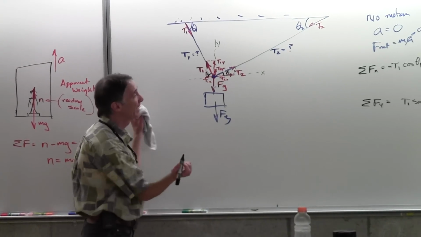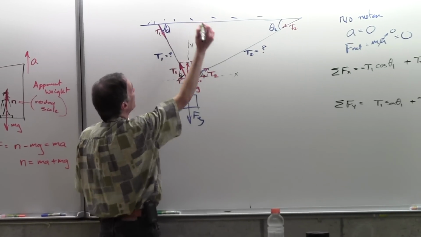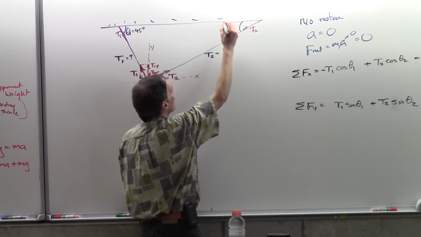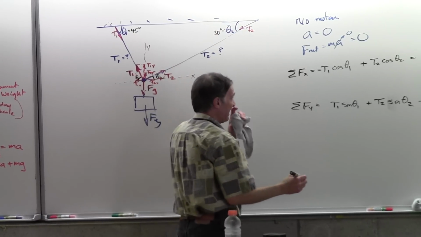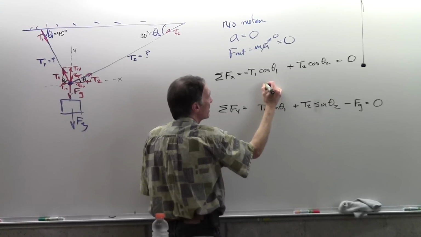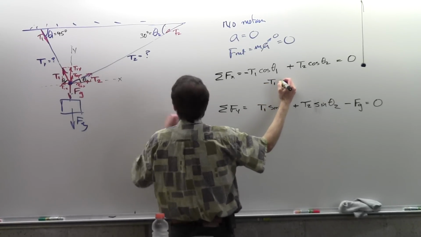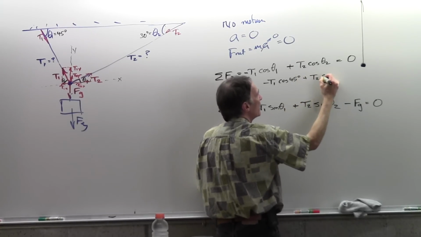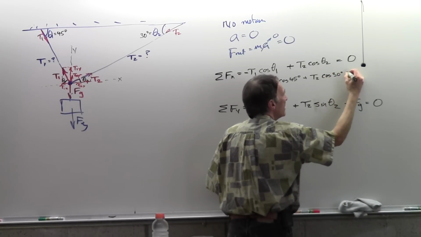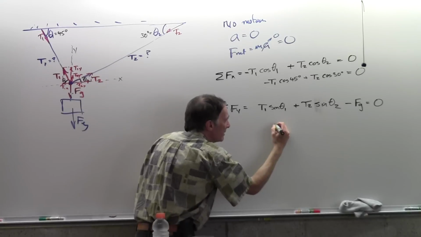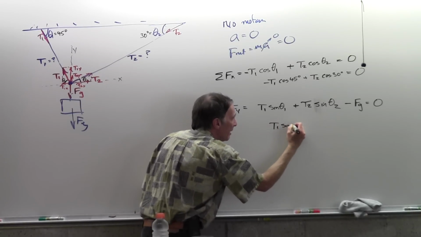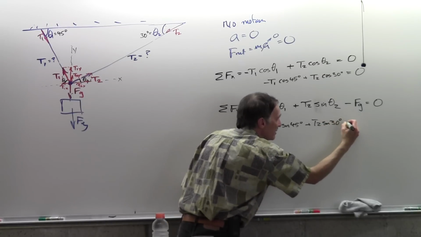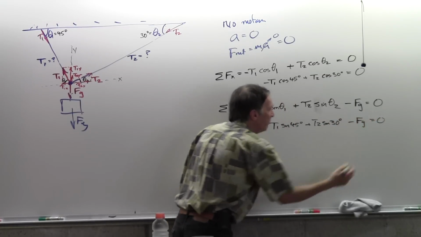So let's just make up some numbers here. Let's say this is going to be, well, it looks sort of like 45 degrees. And let's say this is like 30 degrees. And so we can go ahead and put this in here. This is going to be minus T1 cosine 45 degrees plus T2 times the cosine of 30 degrees. Of course, we can stick those into the calculator, and this is going to be T1 times the sine of 45 degrees plus T2 times the sine of 30 degrees minus F sub g is equal to 0.